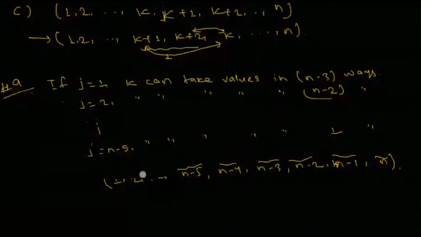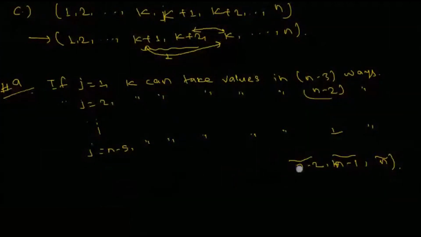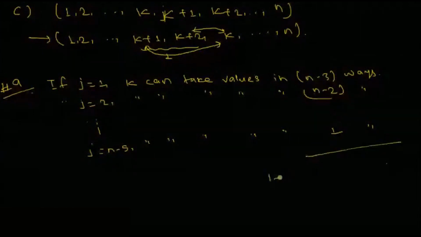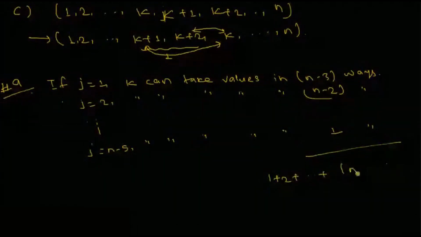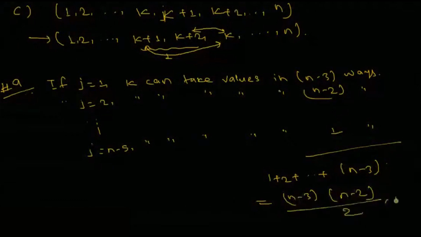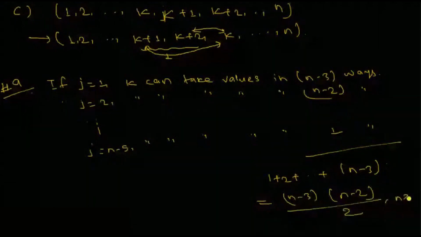So we calculate all the possible number of ways in which the permutation takes the form A. So that is the sum of all the possible ways, right? So that will be 1 plus 2 up to n minus 3, right? So as you know, this is n minus 3 times n minus 2 by 2, right? Where n is greater than 3.